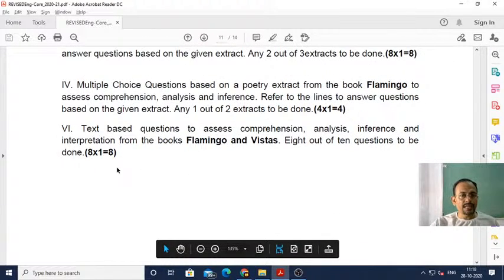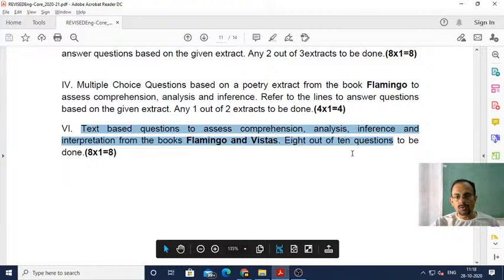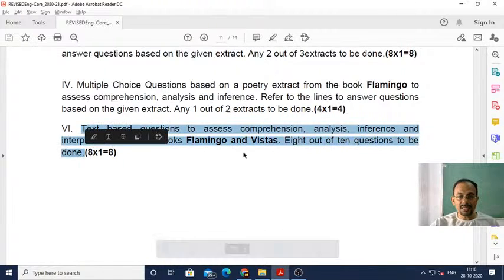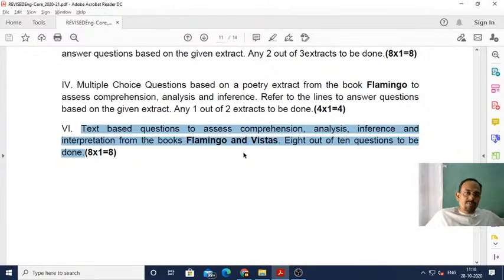Then you can see here text-based questions to assess comprehension, analysis, inference, and interpretation from the books Flamingo and Vistas. 8 out of 10 questions to be done. Okay, 8 out of 10 questions to be done.